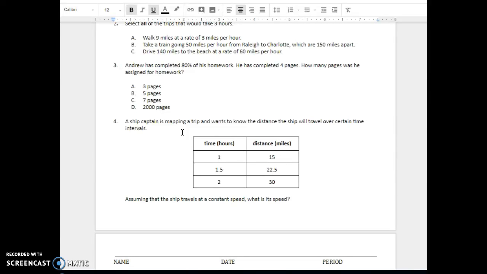Question 4. A ship captain is mapping a trip and wants to know the distance the ship will travel over certain time intervals. Time in hours, distance in miles: 1, 15; 1.5, 22.5; 2, 30. Assuming that the ship travels at a constant speed, what is its speed?